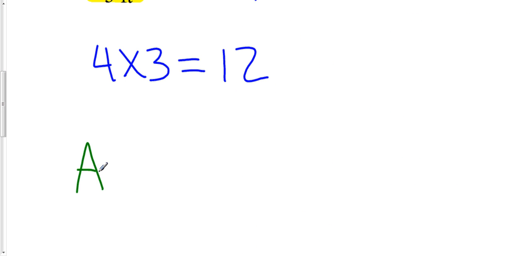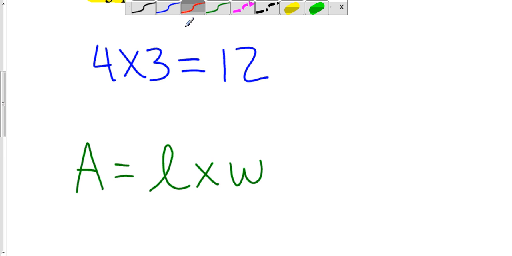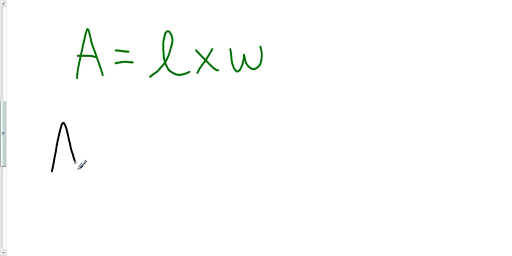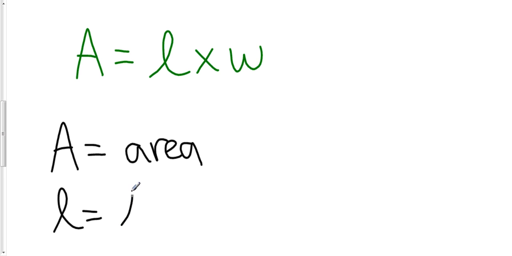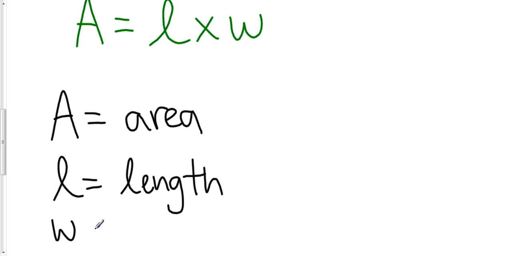So we say the area of a rectangle is equal to the length of the rectangle times the width of a rectangle. So here we have that A is equal to the area, L here is equal to the length, and W is equal to the width. So the area of a rectangle is equal to its length times its width.